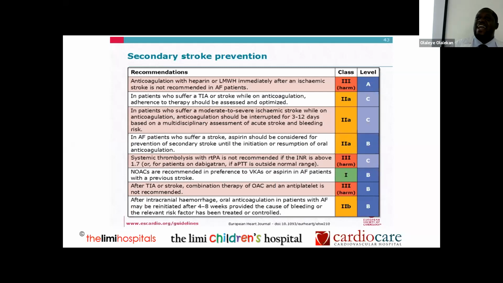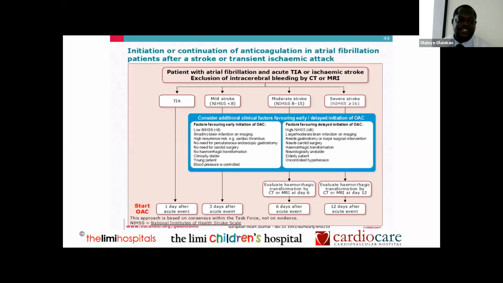Then if the patient has a TIA or small stroke, maybe after a day or 2, you can start your oral anticoagulant. But for patients with major stroke, you need to wait longer before you start them. And this chart is just showing that for TIA and minor stroke, maybe a day or 2 after. For mild stroke, you can wait till 3 days. But for patients with moderate to severe stroke, you may need to wait a week or even 2 weeks to assess them before you commence them on anticoagulant.